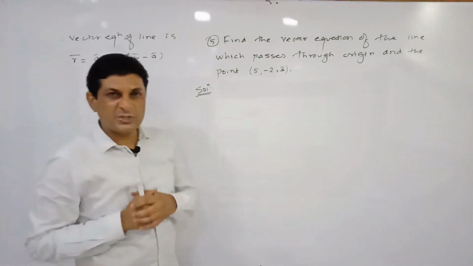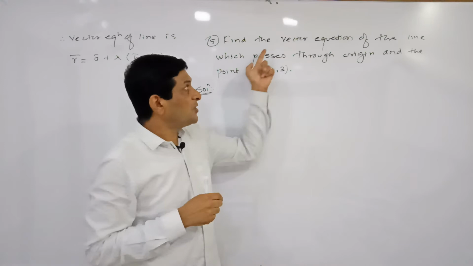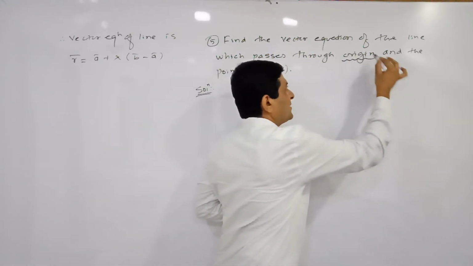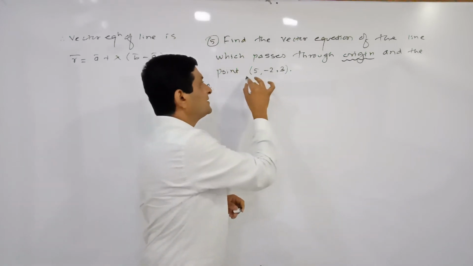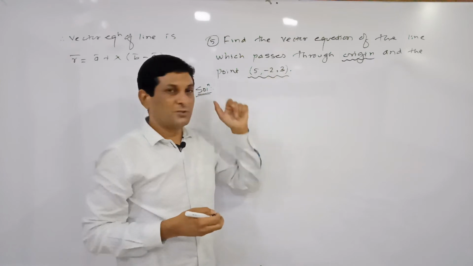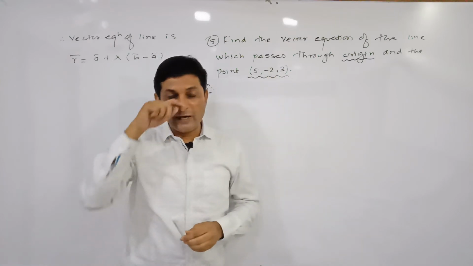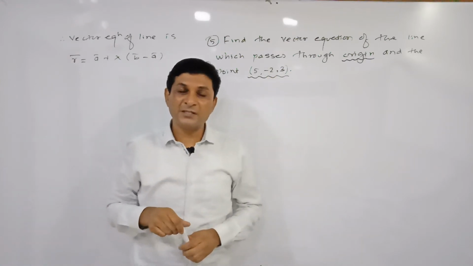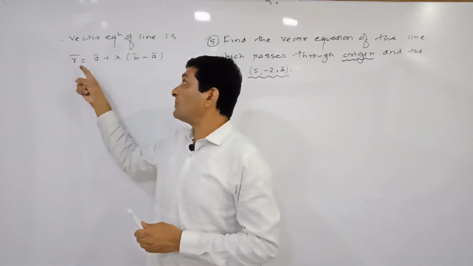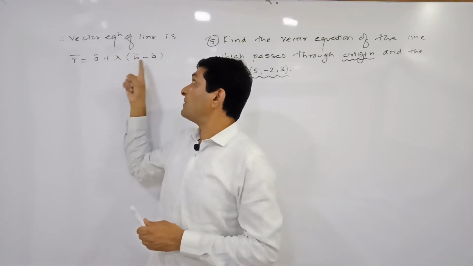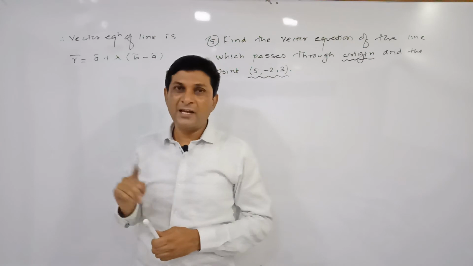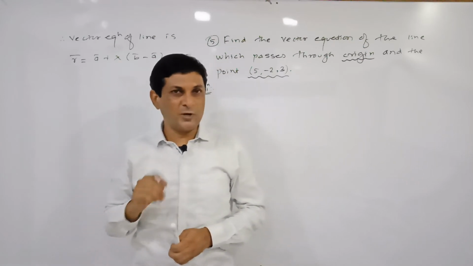So now observe question number 5. In this question we have to find the vector equation of the line passing through the origin. Means origin is one point on the line, and the coordinates of the second point on the line are 5, -2, 3. If two points on the line are given, the vector equation can be found by applying the formula r bar is equal to a bar plus lambda into (b bar minus a bar), where a bar is the position vector of one point on the line and b bar is the position vector of the second point on the line.